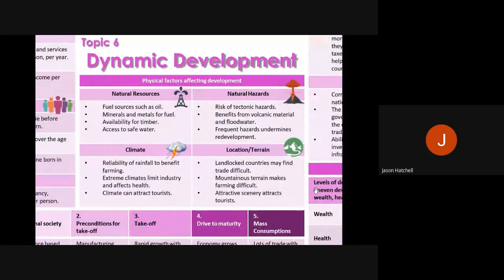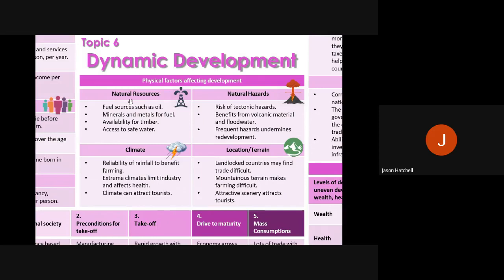Thank you, Stuart. So, as Mr. Unite said, we essentially want to look at what affects the ability of a country to develop, what stops it or restricts it from developing. So, there are 4 different ways on the screen for you, and they are natural resources, natural hazards, climate, and location or the landscape type, the terrain. Now, we're not going to look at all 4 of these in detail, but I would suggest that you do have a good knowledge of 3 of them.